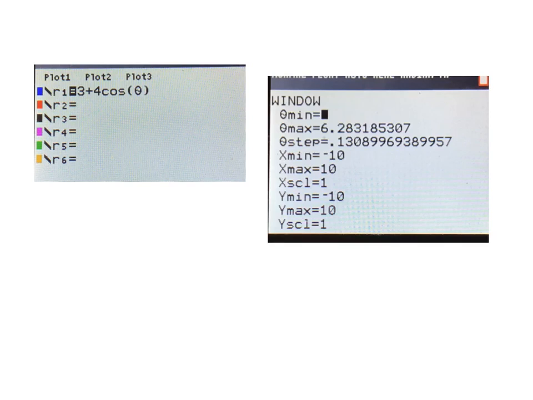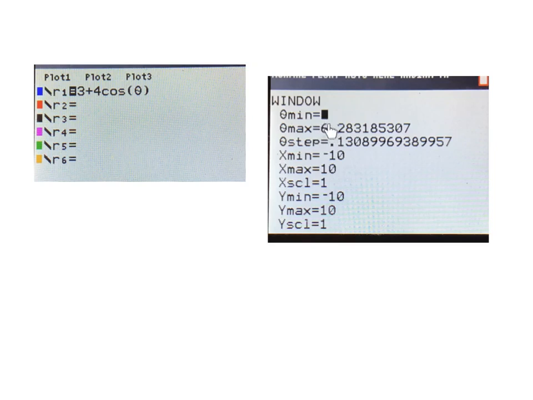Now the next thing I wanted to point out, because it looks really different, is the window. If you go to the window, instead of having x mins and x maxes, you now have theta min, theta minimum, theta maximum, theta step. It's saying, okay, it's going to start graphing your function. What angle do you want the first input, and where do you want it to stop? My cursor is on there, but I went from 0 to 2 pi. And hopefully that will graph my whole shape.